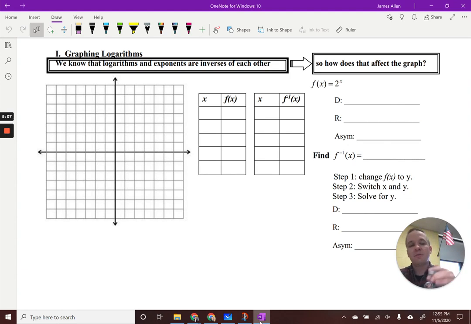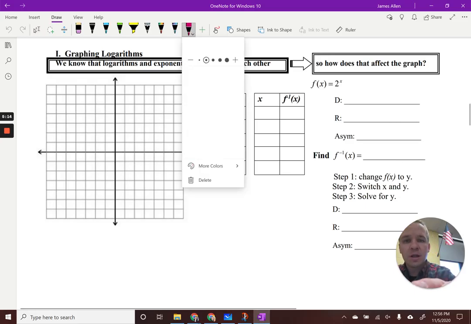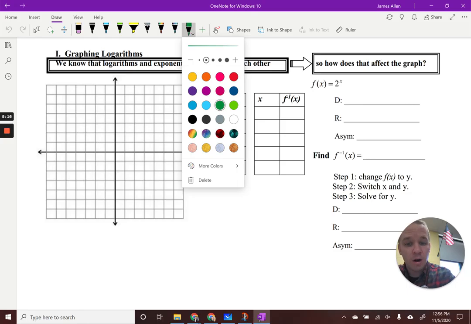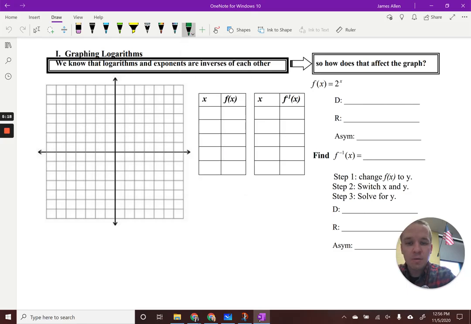So first off, let's graph the exponential function f of x equals 2 to the x. And I'm going to do so with a handful of values. Let's see here. I'm going to go with a green marker. I'm going to go with -2, -1, 0, 1, and 2. And when I plug those in for x, I have 2 to the -2nd, which is 1/4. 2 to the -1st, which is 1/2. 2 to the 0, anything to the 0 power, remember, is 1.